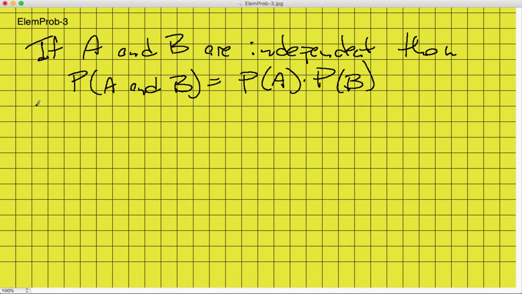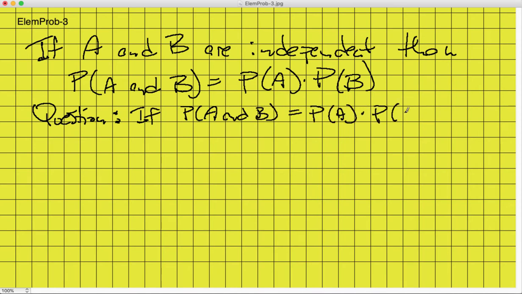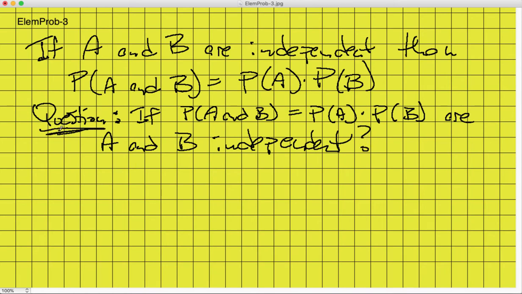Now, I have a question for you. And maybe we'll leave this open for discussion and we'll see who chimes in with the answer. If the probability of A and B is equal to the probability of A times the probability of B, are A and B independent? And I will leave that for an open question.